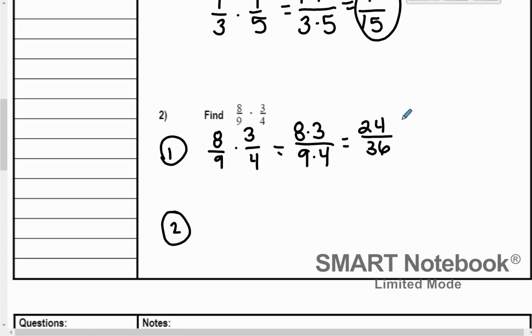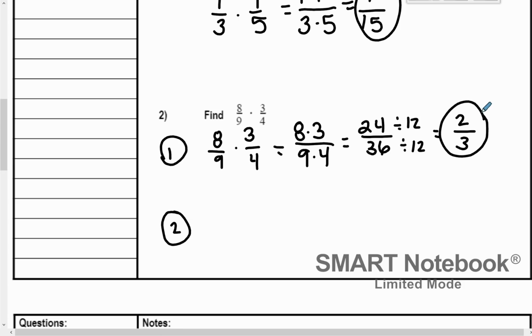Both of these numbers can be divided by 12. Now, if you didn't know that they could both be divided by 12, you could divide by 2, and divide by 2 again, and keep going dividing by 2 until you would get one that didn't work. But anyways, we're going to get 2/3. And that's our answer.